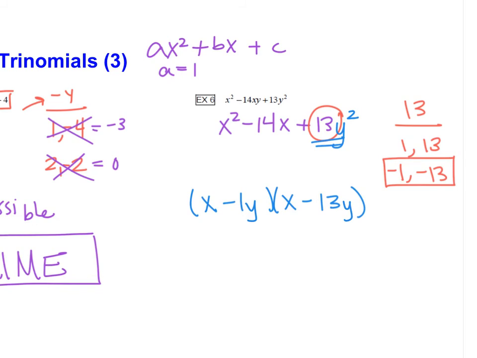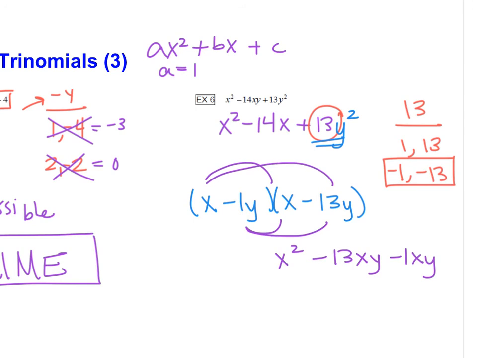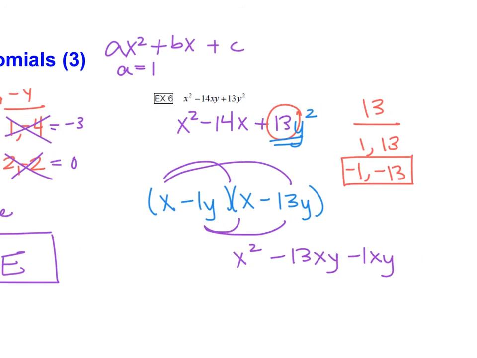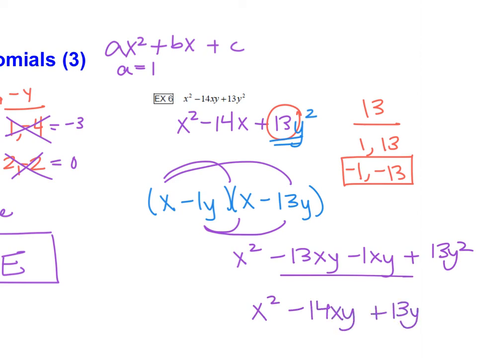And we could check this. If we were to FOIL this out, would it work? X times x is x squared. X times -13y is a -13xy. -1y times x is a -1xy. -1y times a -13y is a positive 13y squared. We would combine the like terms in the middle and we get x squared minus 14xy plus 13y squared. It checks, it matches our starting trinomial, so we know that we're good.